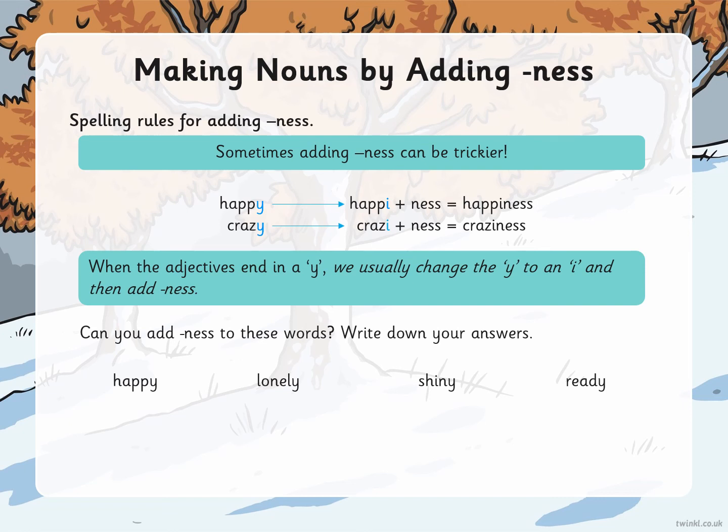Have you done that? Let's have a look and see if you were right. So the first word was happy. So if we were changing happy by adding the ness suffix, we would change the Y to an I before adding the ness. So happy would become happiness. Lonely would become loneliness. Shiny would become shininess. And ready would become readiness. Well done if you got those right. If not, just have a little bit of a think of what you need to do to those words in order to make them have the ness suffix on the end.